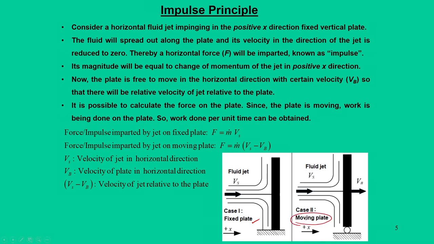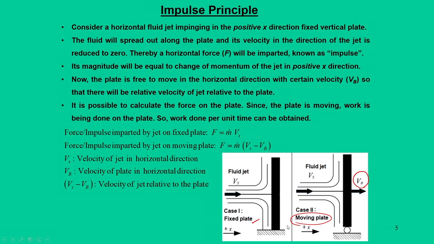But in the other scenario, let us see if we relax this fixed condition, so that the plate is moving. How do you make this plate move? You keep this plate on a roller, and when the jet comes and impinges, obviously the fluid will deflect as well as the roller will move, meaning the plate will also move. So, let us say the plate velocity is Vb, and this Vb is initiated due to the fluid jet when it impinges, and side by side the fluid also deflects.